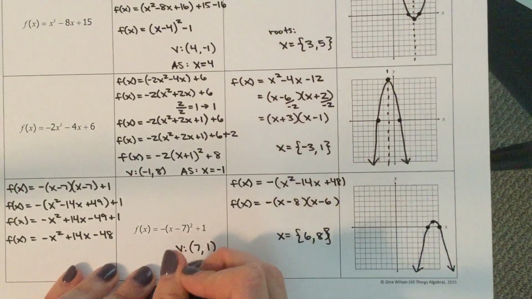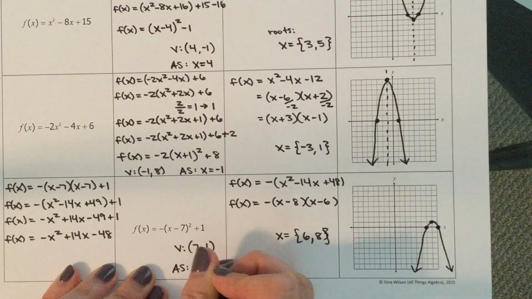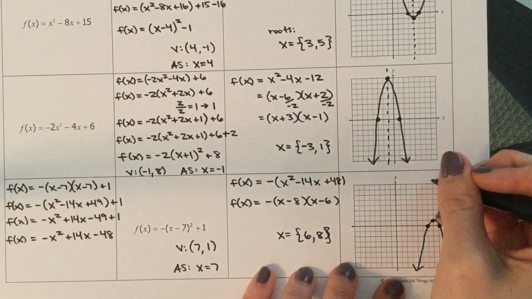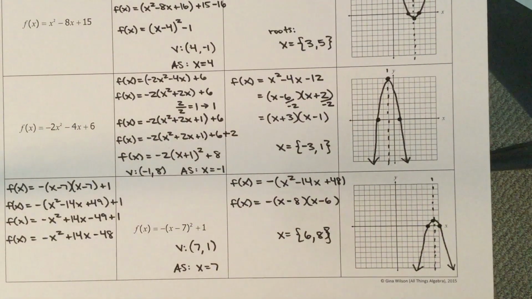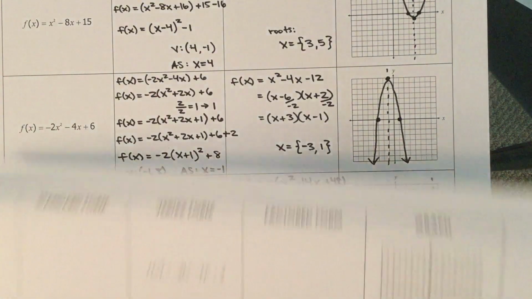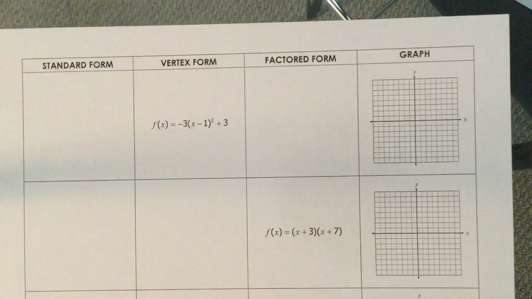And remember, your axis of symmetry always just matches the x value that this ordered pair has. So you can run your axis of symmetry right through that point right there. Okay, so that is the one where we convert from vertex form. So I feel like we've practiced that. Let's skip over the next one.